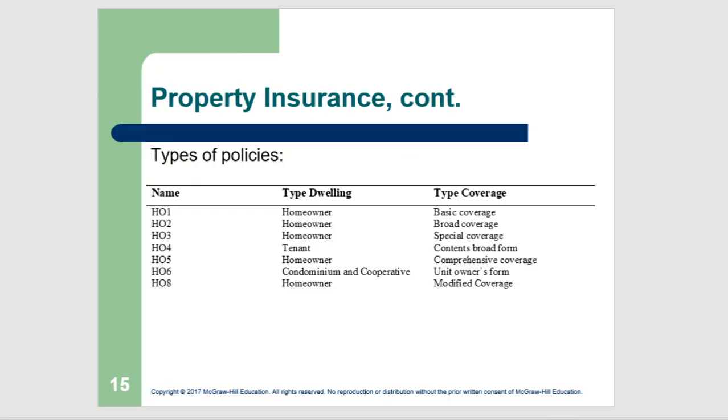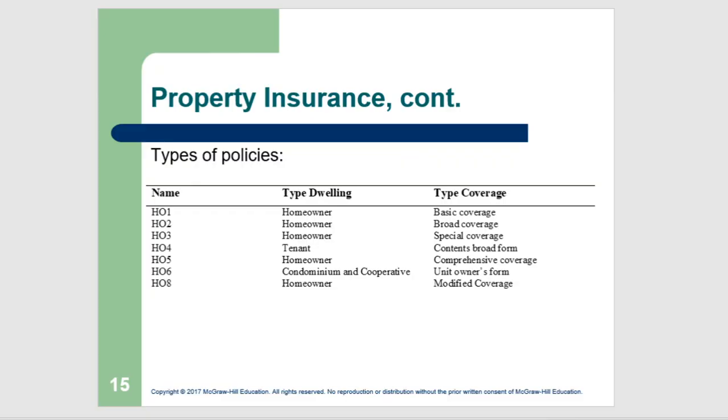HO4 is tenant insurance. You've probably heard it marketed as renter's insurance, and the idea is that you're insuring your personal property, but you're not insuring your dwelling because you don't own it and you have no loss. So your loss is to the personal property in there. Again, a homeowner's policy will cover personal property as well, so it's like you're buying the personal property part without the house part or the outbuildings part.